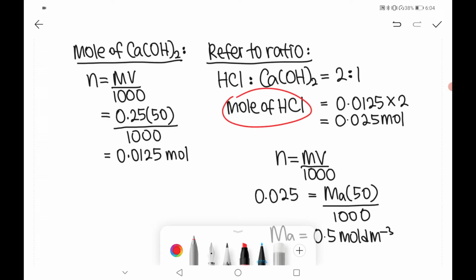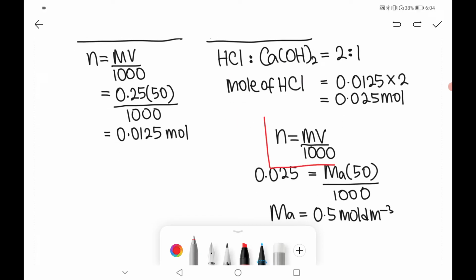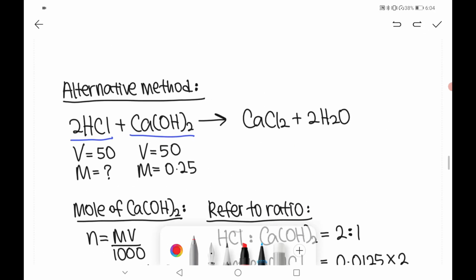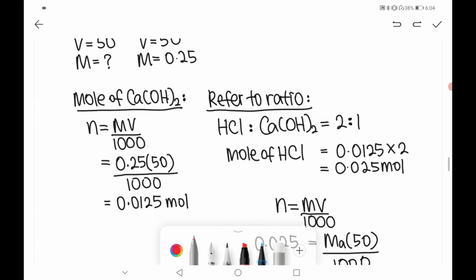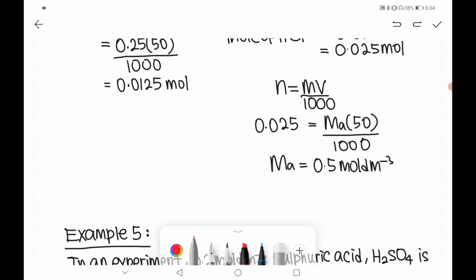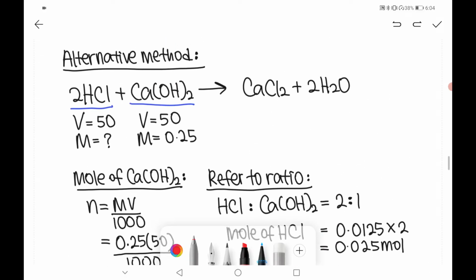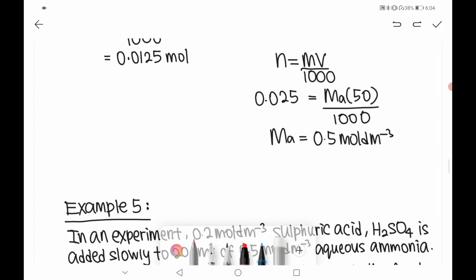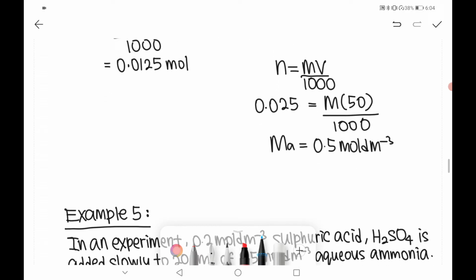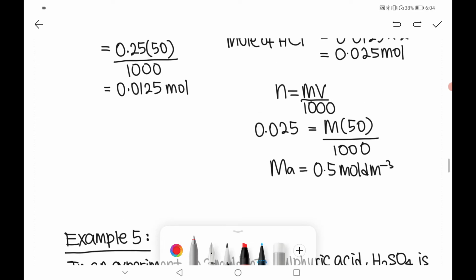Once you get the mole of acid, last thing, we put in the formula n equal to MV over 1000. Because acid is a solution, you can use this formula. The mole of the acid, 0.025, put it here. M is molarity. The molarity of the acid we don't know, so we just copy the M only. V is the volume of acid. Volume of acid is given, 50. Key in everything to your calculator. You are able to get MA to be 0.5, which is the final answer.